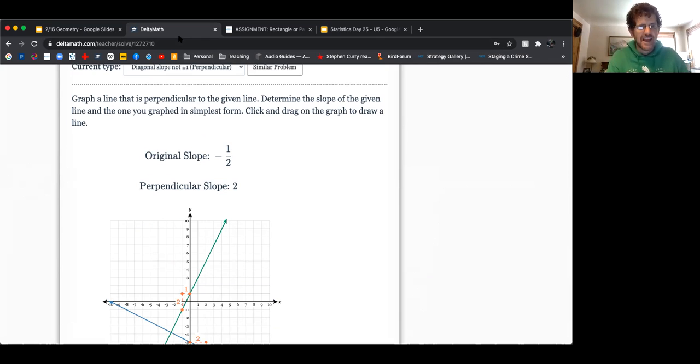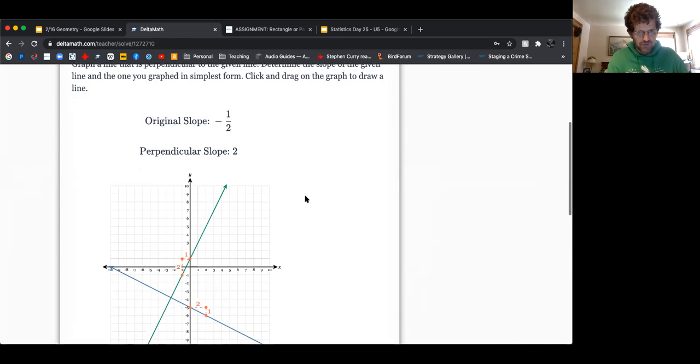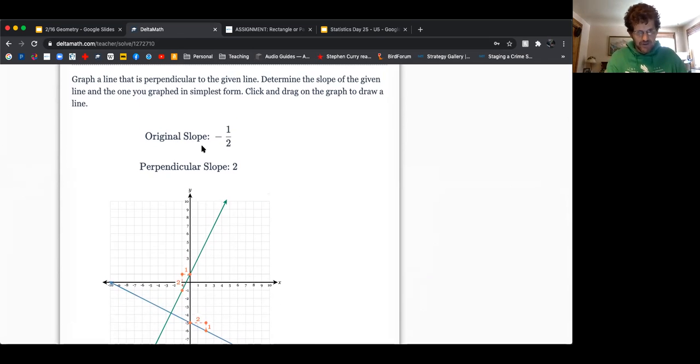Now, this is going to be half of your homework. You will have to go to Delta Math and do 5 of these types of problems, and it's going to be randomly assigned. So you could get 3 of one type, 2 of another, 5 of one type. I don't know what it's going to look like for you.